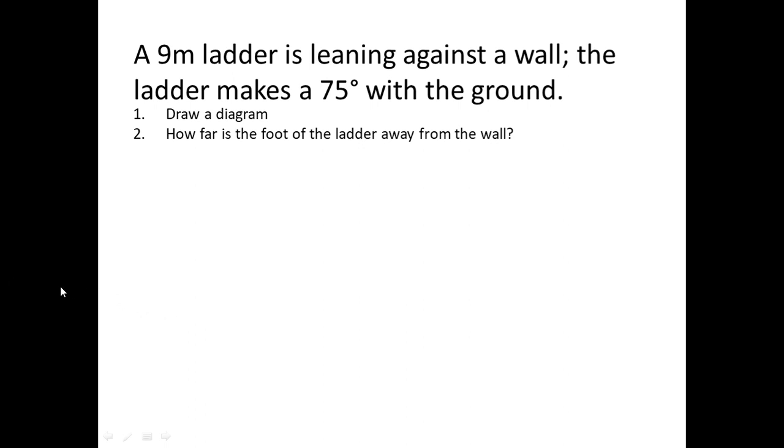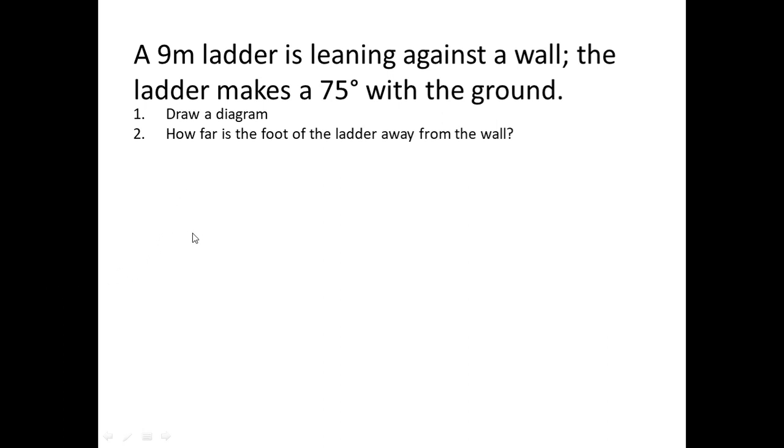In our next example, we have a word problem. A 9-meter ladder is leaning against a wall. The ladder makes a 75-degree angle with the ground. Draw a diagram. Now, this question could look daunting because it doesn't have a diagram. But let's think about this.